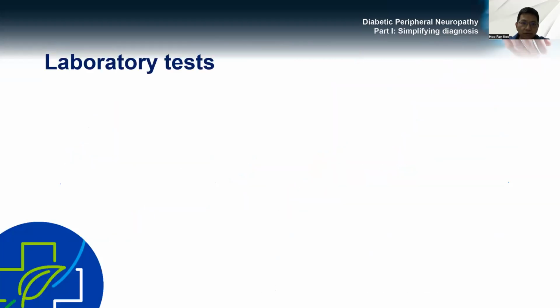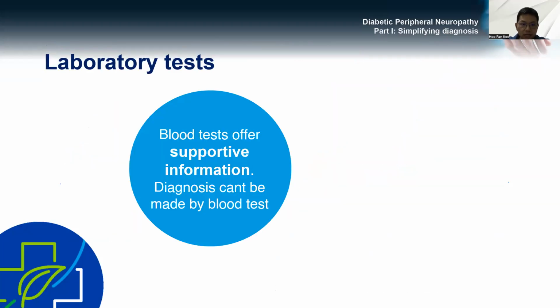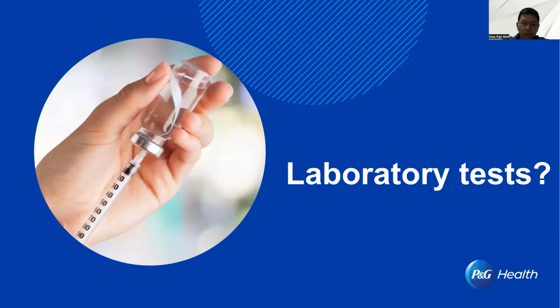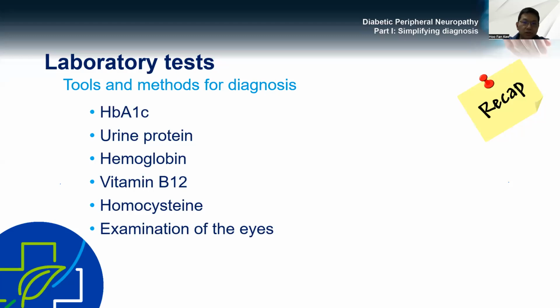The next step, of course, you can offer some blood tests to the patient. Unfortunately, there's no blood test to confirm peripheral neuropathy, so it's more towards looking for the cause. For example, you look for vitamin B deficiency and HbA1c, the control of the patient. So what kind of blood tests can you order? Actually, something like HbA1c, urine protein, hemoglobin, vitamin B12, homocysteine, and examination of the eye to look for any evidence of diabetic retinopathy.